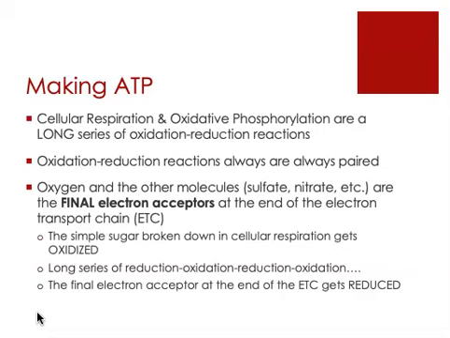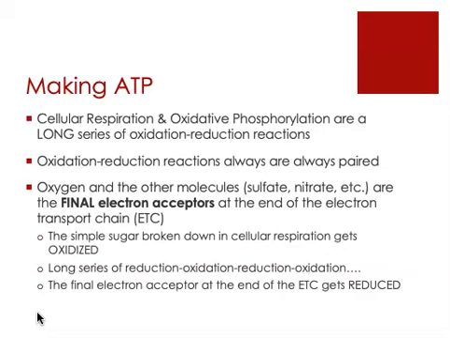Oxygen and the other molecules we've talked about, like nitrate, sulfate, etc., those are what we called the final electron acceptors at the end of the electron transport chain. Those molecules are getting reduced. They are gaining electrons, the electrons that are being sent down the staircase that is the electron transport chain. They need to go somewhere. They need to be received by a molecule. And that reception, that gaining of those electrons, is reduction.